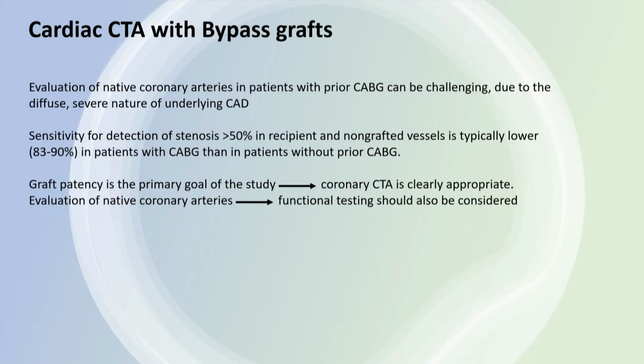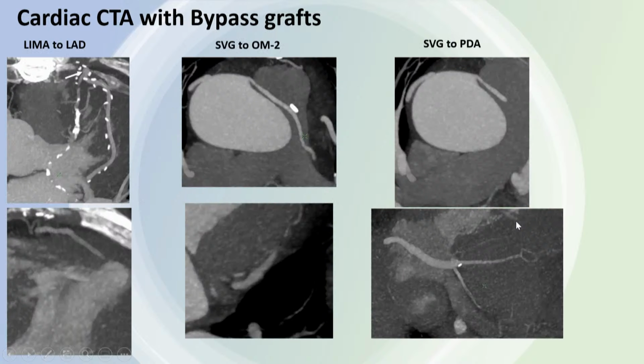And studies have shown that the sensitivity for the native vessels is not as good as in patients who haven't had a CABG before. So if graft patency is the primary goal of the study, the clinician who's ordering, who knows the patient, has to think about that. If graft patency is the primary goal, coronary CT is clearly appropriate. But if evaluation of native coronary arteries is the goal, then also think about functional testing.